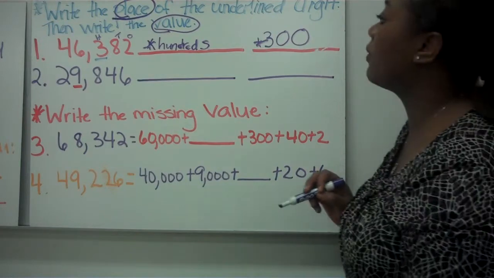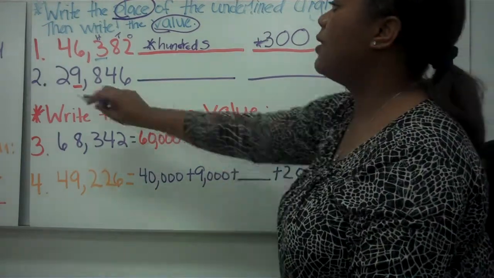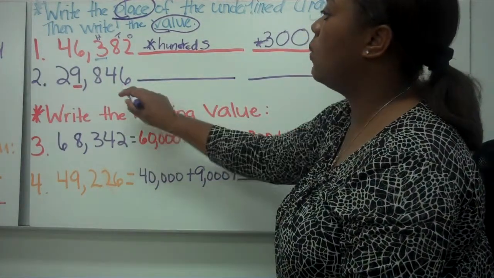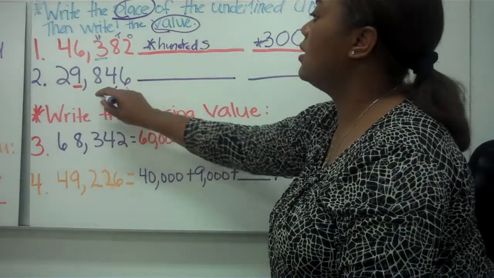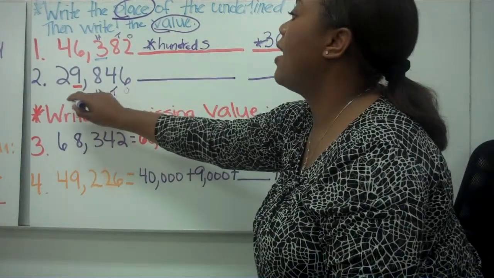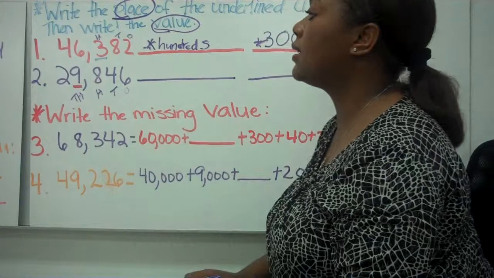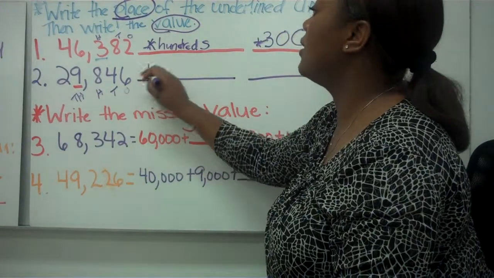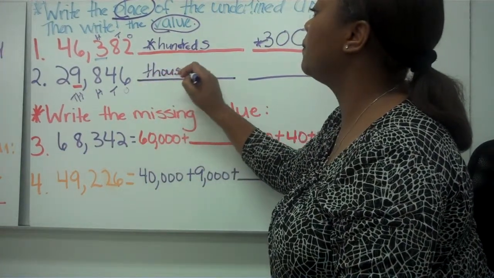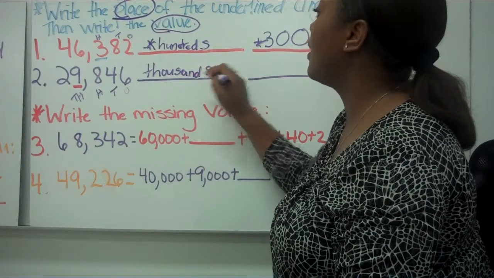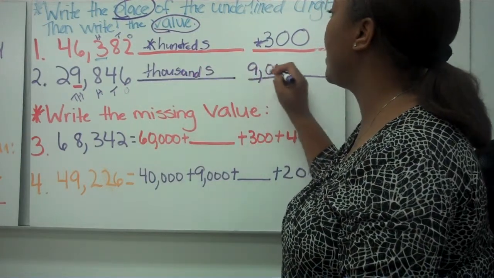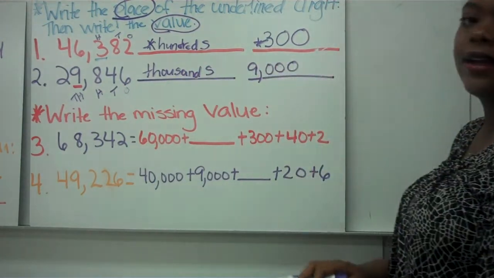300. Okay, let's look at number 2. The 9 is the underlined digit. It's in the ones, tens, hundreds, thousands place. So the 9 is in the thousands place, and so that means it's worth 9,000.